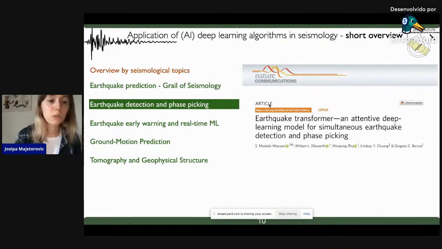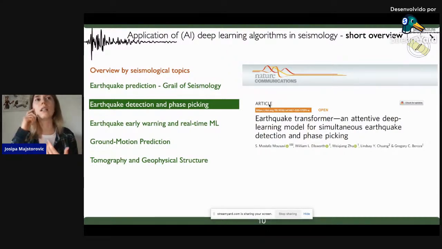Next, we have earthquake detection and phase picking. This is a quite important topic in seismology, since you want a model that is able to scan the data very fast, for example historical data or whatever, and tell you where the earthquake is, and also associate specific arrivals of P and S waves.